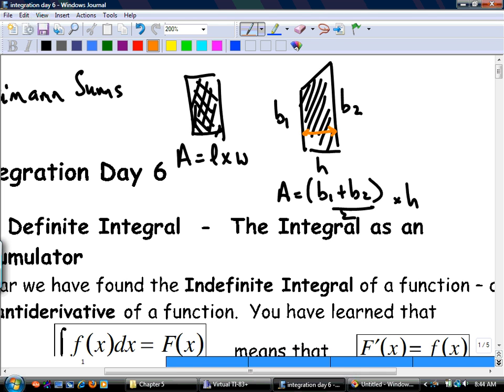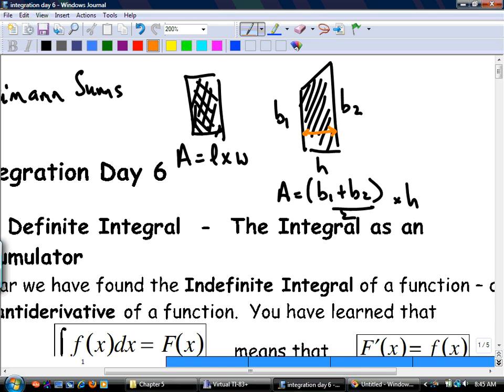Okay. Named after a mathematician by the name of Riemann. This is before Newton and Leibniz. What we're going to talk about today is, we're going to have curves, we're going to have shapes, we're going to try and find the area under that curve or shape. Okay, so this is before we talked about derivatives and antiderivatives. We were just trying to, here's the shape.